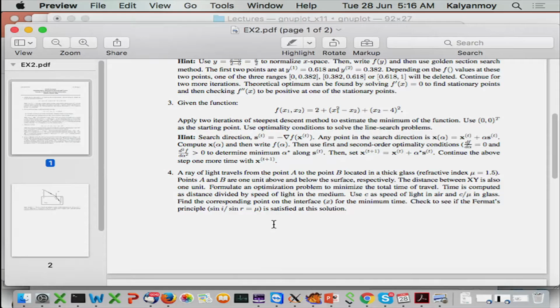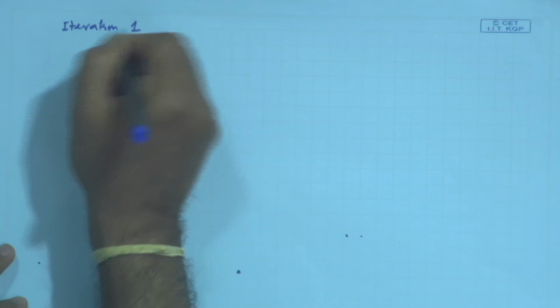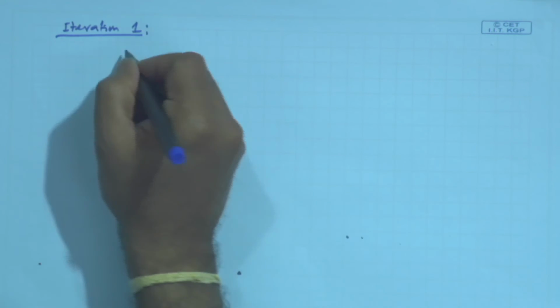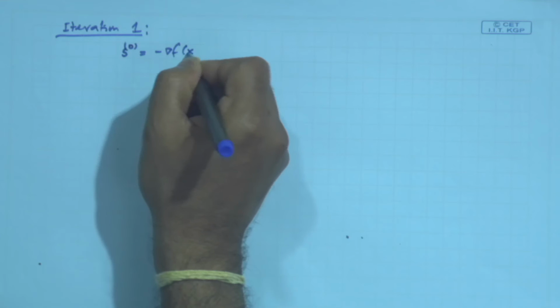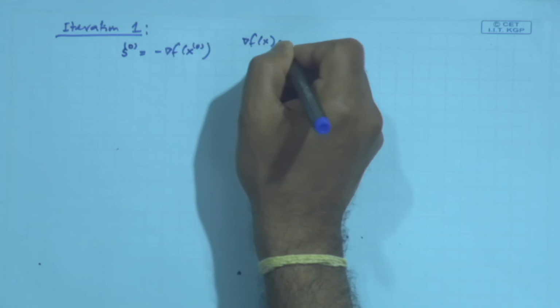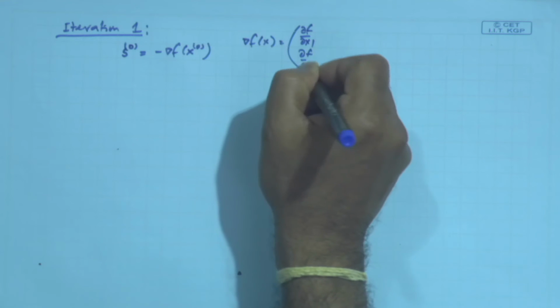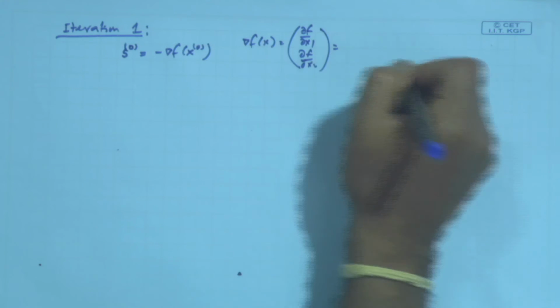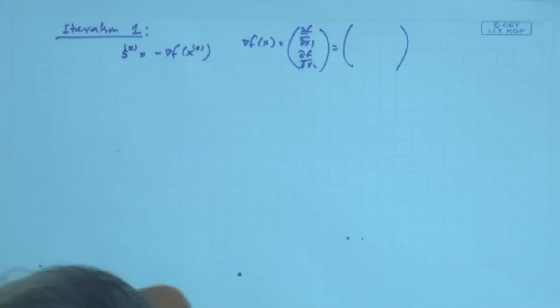So first, you should find the gradient at the point 0, 0. So I would say first do it this way. Iteration 1. That's your first iteration. First thing you should do is compute S0, where t is equal to 0. S0 is minus del f of x0. So now you need to write a general expression for del f of x. Write that. This is del f by del x1 and del f by del x2. Can you write this? What are these two expressions from the equation given? Write them first.